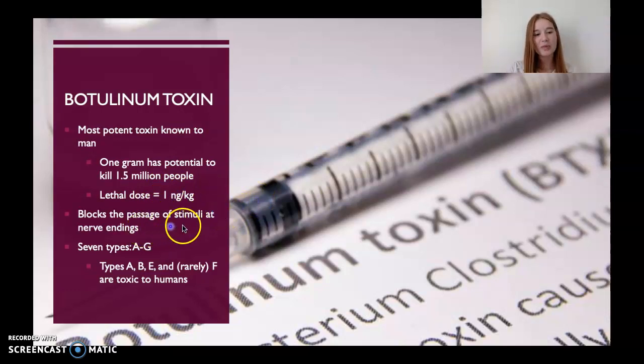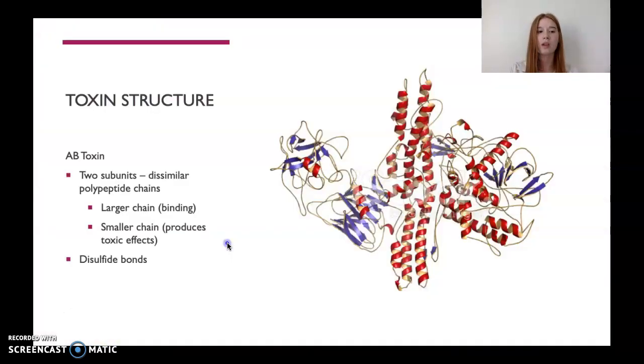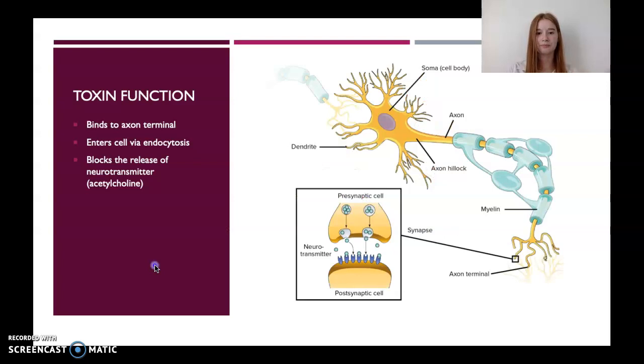So it acts by blocking the passage of stimulus at nerve endings so that muscles do not receive the signal to contract. C. botulinum can produce 7 types of the toxin named A through G, but only types A, B, E, and rarely F are toxic to humans. The others can cause botulism in animals, though. The structure of the toxin is it's an AB toxin, so it has 2 subunits, which are polypeptide chains. The larger chain functions by binding to the cell, and the smaller chain produces the toxic effects within the cell. They're held together by disulfide bonds.